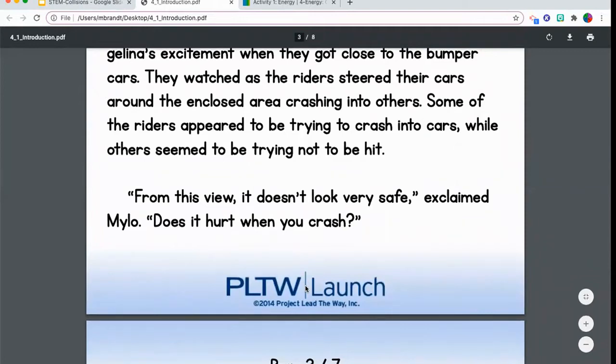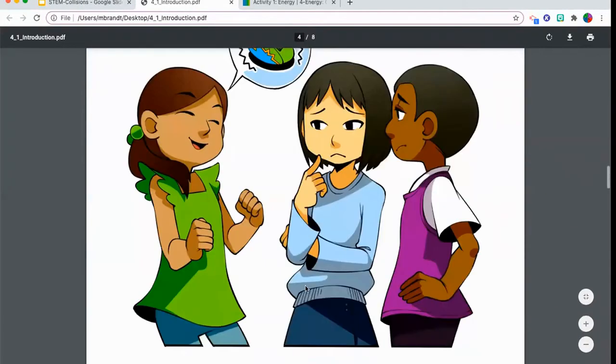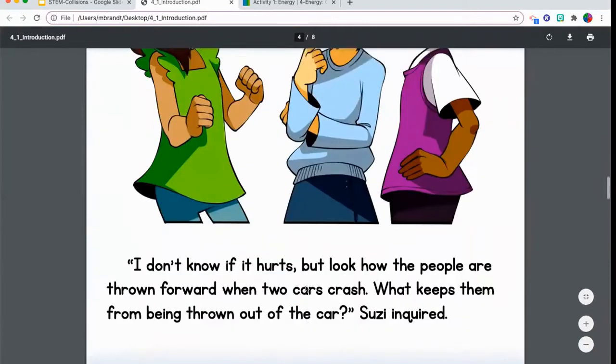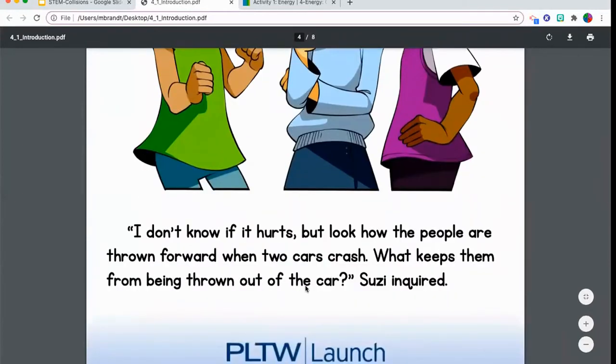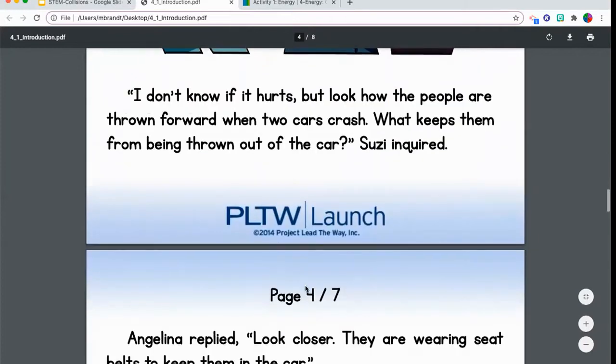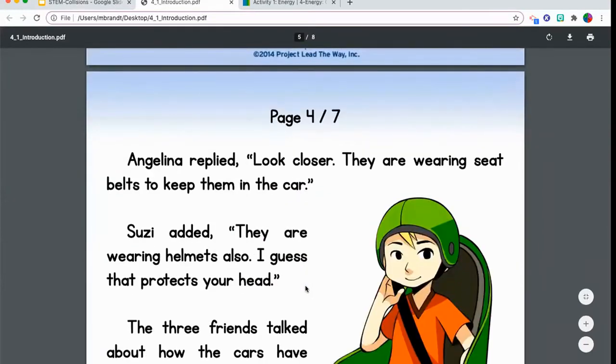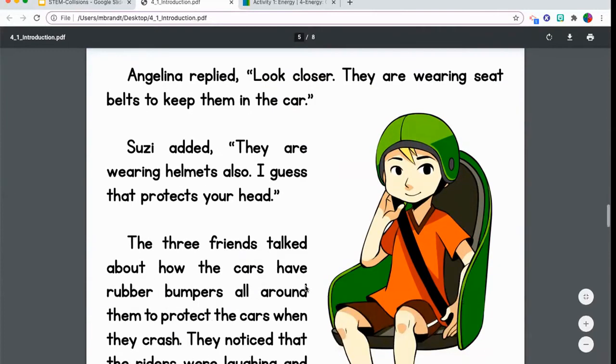"Does it hurt when you crash? Look at those faces. I don't know if it hurts, but look how the people are thrown forward when the two cars crash. What keeps them from being thrown out of the car?" Susie inquired. Angelina replied, "Look closer. They are wearing seatbelts to keep them in the car." Susie added, "They are wearing helmets too. I guess that's to protect your head."